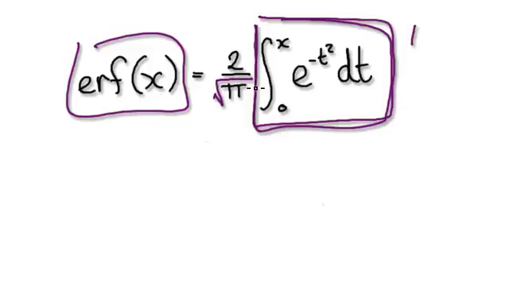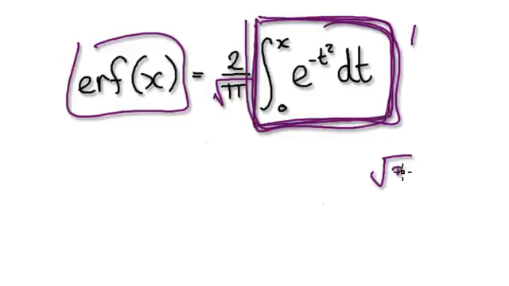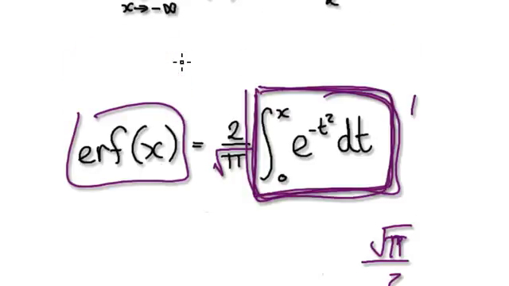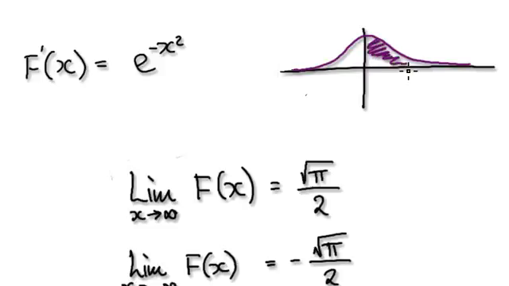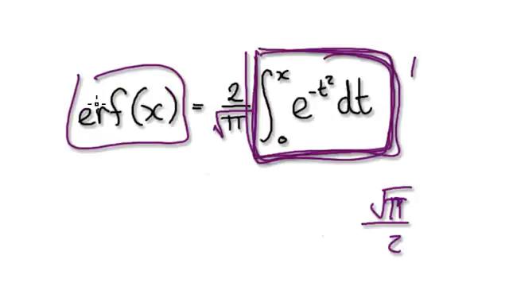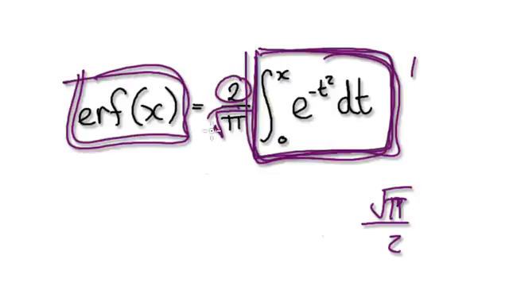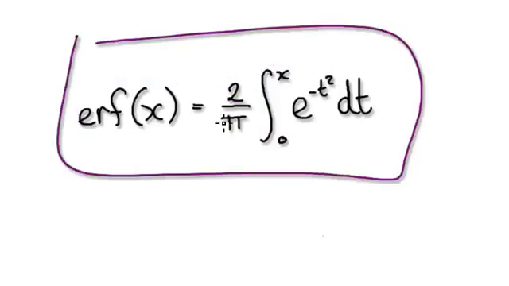So if we define this function here, the area function, well, don't forget, as x tends to infinity, this whole thing here is root pi over 2. But because we want to create a function where this area here is a convenient one, then let's define the error function here as being 2 over root pi times this thing here. So this function here is very useful in statistics.